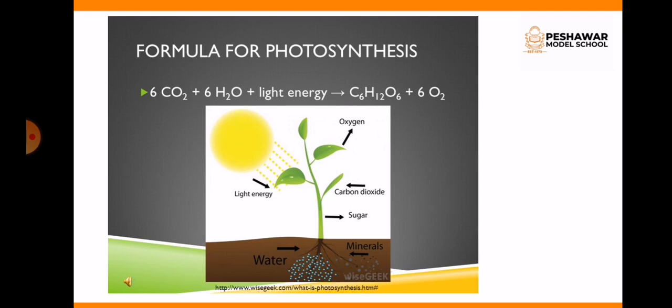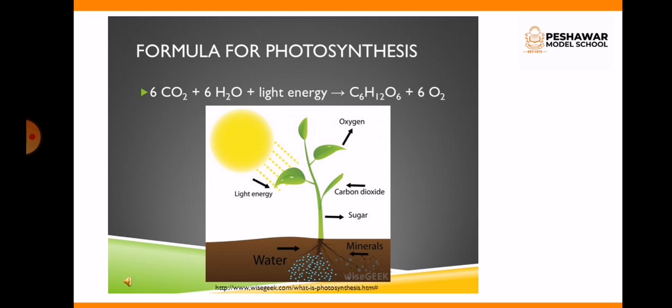The whole process of photosynthesis is summed up in this equation, in this formula. Plants take up carbon dioxide from the air. It takes up water from the roots, from the soil, and it uses light energy from the sun to make its food in the form of glucose. If you see C6H12O6 in the equation, that is the formula of glucose, and it also releases oxygen to the air.